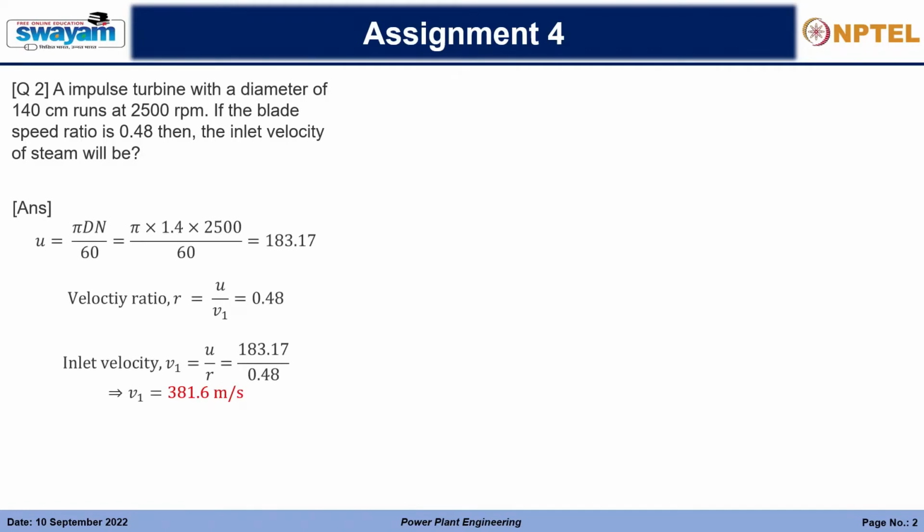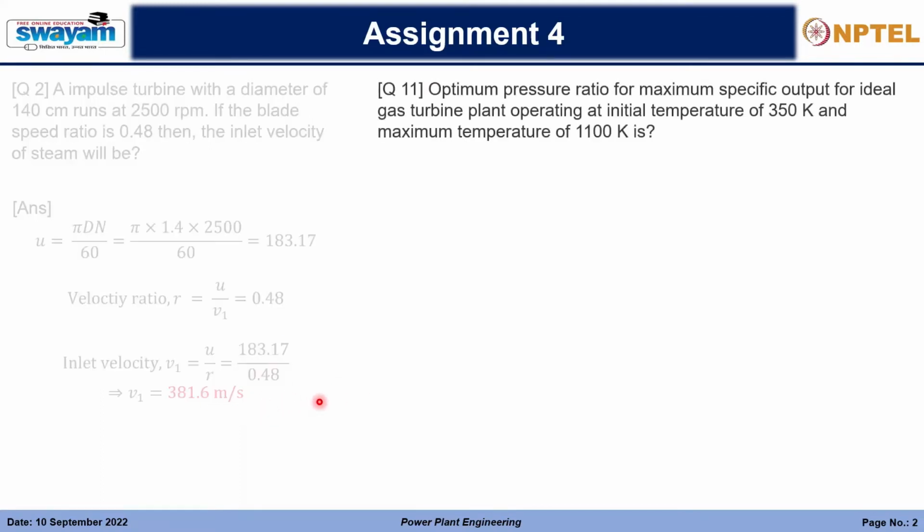First the blade velocity will be calculated, as we know the diameter and the rpm. So this is the blade velocity. The velocity ratio is given to be 0.48, so directly we will get the inlet velocity of the steam, that is 381.6 meter per second.